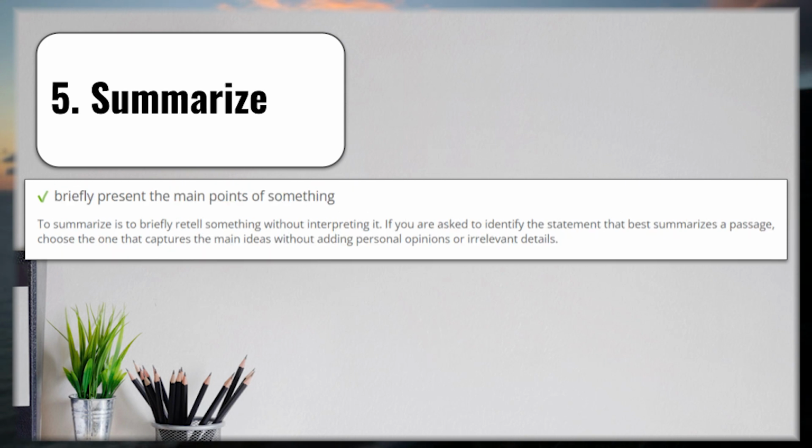You'll be asked to do term number 5 pretty much constantly in all levels of school. To summarize something is to briefly present the main points of something.